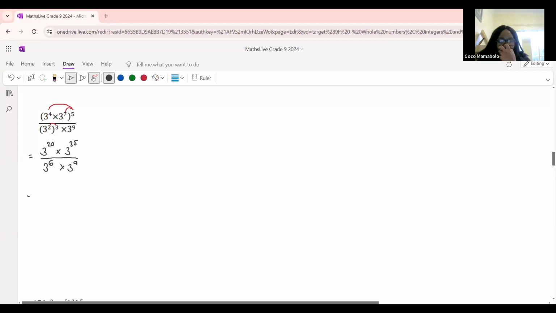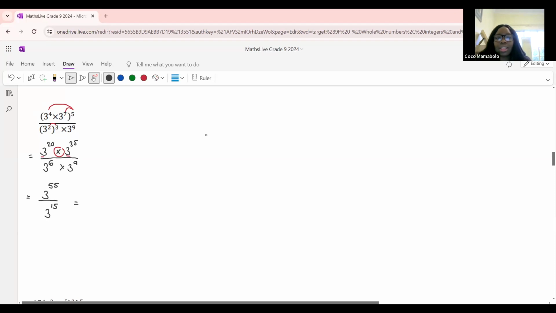Now I can ask myself again, what do I see? What am I looking at? Well, if I look really closely, I'm going to see two like bases being multiplied. So at the top, I'm going to keep my base and add my exponents. 3 to the power of 20 plus 35 will give me 55. And same thing at the bottom. At the bottom, I see 3 to the power of 6 times 3 to the power of 9. Those two things have the same base and they're being multiplied. So I'm going to keep my base and add my exponents. 6 plus 9 will give me 3 to the power of 15.